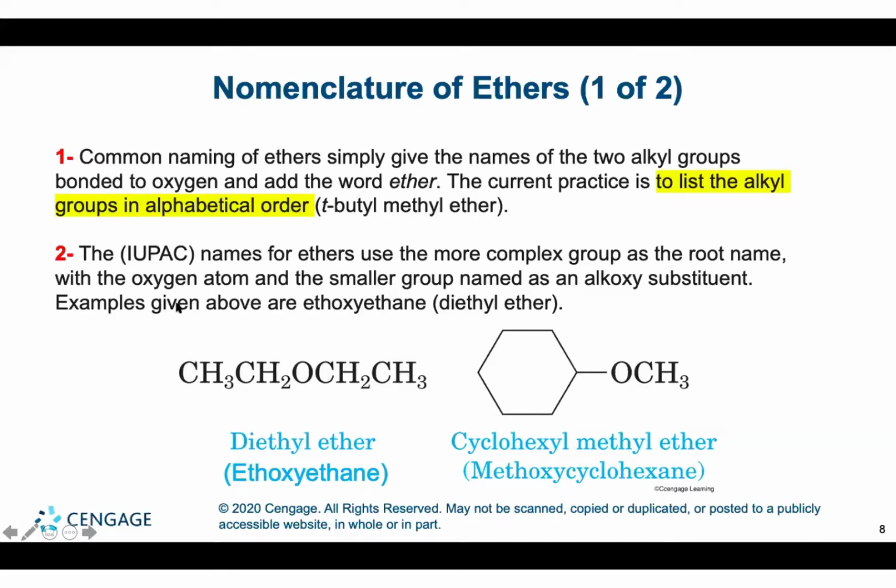What about IUPAC naming? Again, we should make sure we go with alphabetical order when we write them down. So it's going to be ethoxy. So one would be my substituent or branch. The other one would be my parent name, the root that I'm going to name my compound based on. It's going to be ethoxyethane.